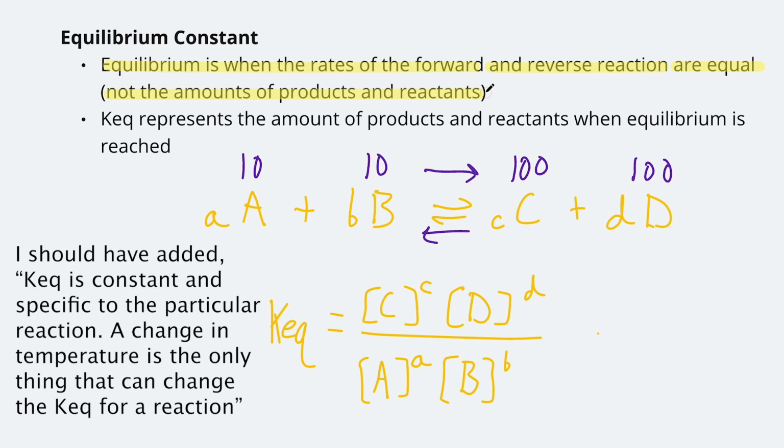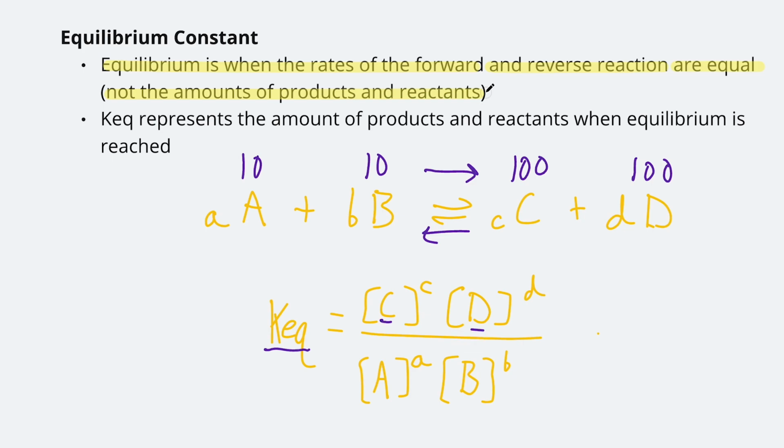And it's going to be very dependent on that reaction. And Keq is what we use to represent the equilibrium constant. Keq equals the concentration of the products on top. So we have the concentration of C and D, and then we raise C and D to the power of the coefficient. So the lowercase c would be whatever the coefficient is in the balanced equation, and we raise the concentration of C to that power.